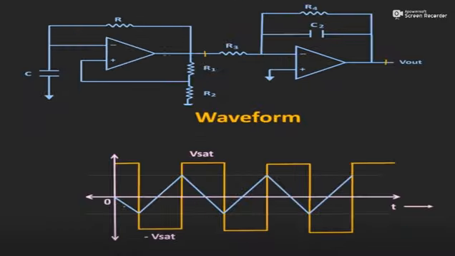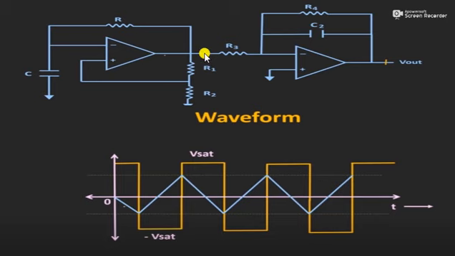Now let us combine the two circuits. This is the astable multivibrator circuit and this is the integrator circuit. The output of the integrator is a triangular waveform. The output of the astable multivibrator is a square waveform. Now let us see the operation of the triangular waveform generator, so let us understand the concept.